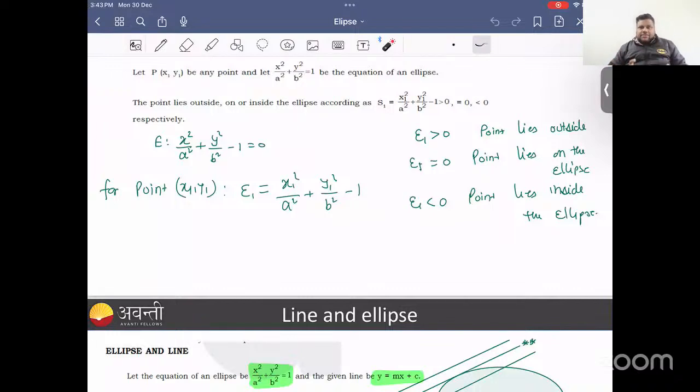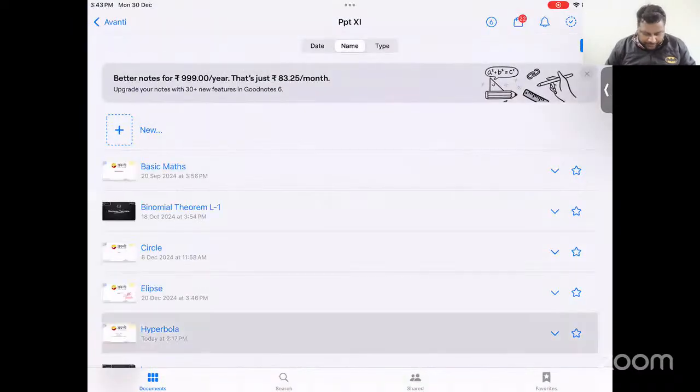So see, ellipse we have already covered. I was just trying to recall since my pencil was not working and I was not able to write anything. So now let's start with hyperbola.